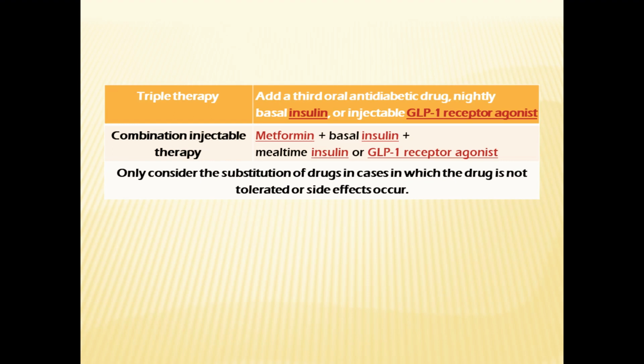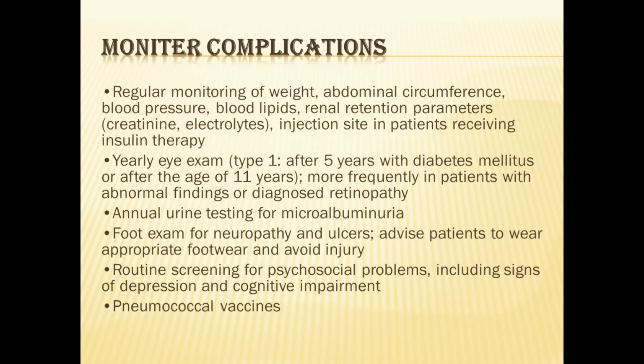Next, the mainstay in diabetes treatment is to monitor the complications. Regular monitoring of the weight, abdominal circumference, blood pressure, blood lipids, renal retention parameters like creatinine, electrolytes, and the injection site in patients receiving insulin therapy is a mainstay. An early eye exam in type 1 is advised after 5 years with diabetes mellitus or after the age of 11 years, more frequently in patients with abnormal findings or diagnosed retinopathy.